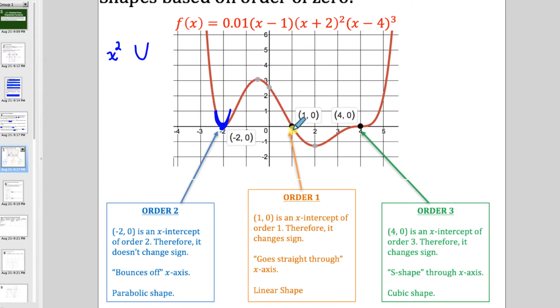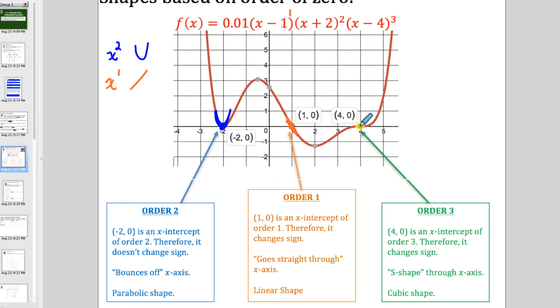Okay, how about at this x-intercept 1, 0? Well, what factor does that come from? It comes from this factor. And what exponent is on that factor? 1. So we say this x-intercept is order 1. And what shape does it look like it takes through that x-intercept? It goes straight through it. It looks like a degree 1 power function. What does x to the 1 look like? It looks like a straight line.